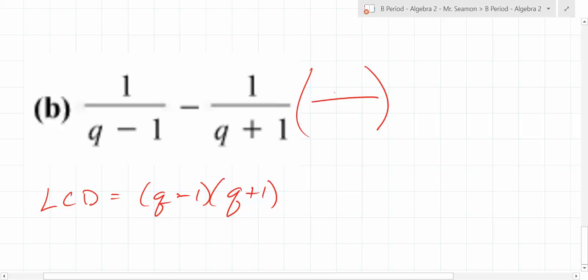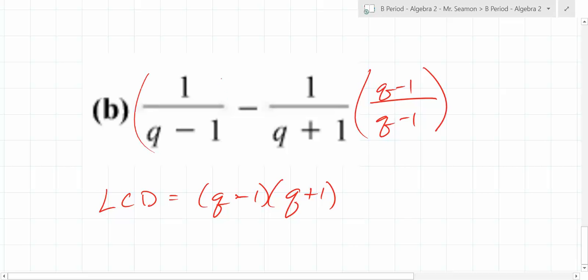What do we need to multiply by? Q minus 1 over q minus 1. Because what is q minus 1 over q minus 1? 1. We're just multiplying by a fancy form of 1. That's it. Okay, what do we have to multiply this one by? Q plus 1 over q plus 1. So what do we end up with?